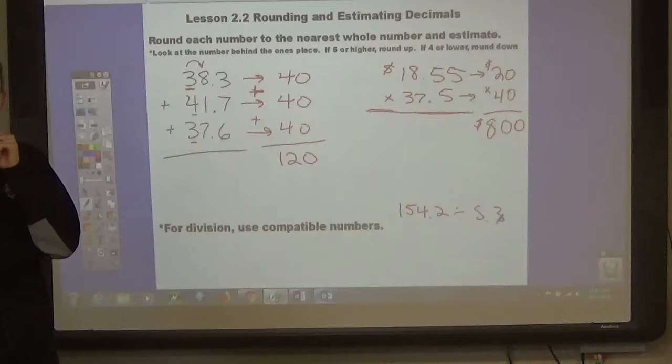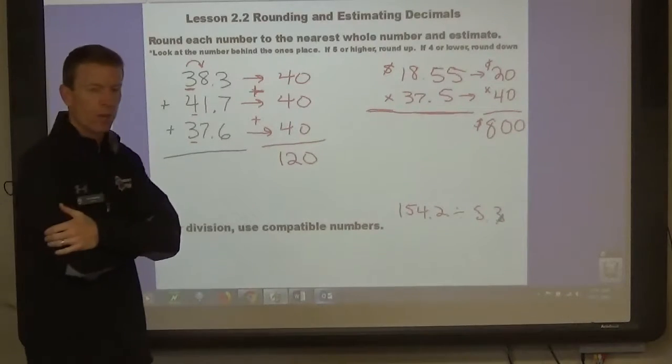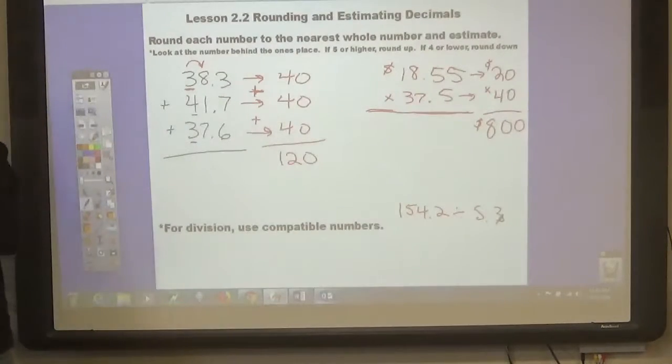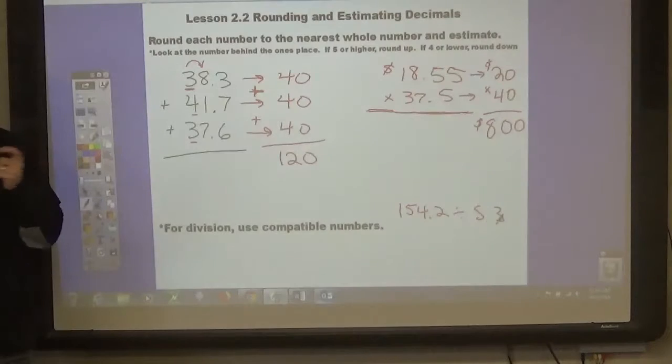Compatible numbers. We talked about compatible numbers earlier when we were talking about estimation. Do they have a remainder when you divide them? No. So they're numbers that are divisible without a remainder.